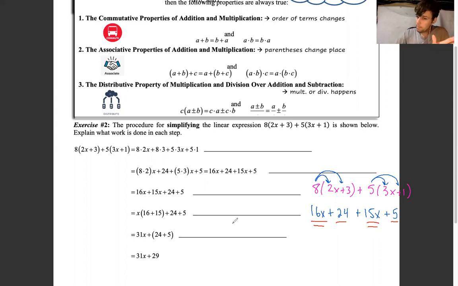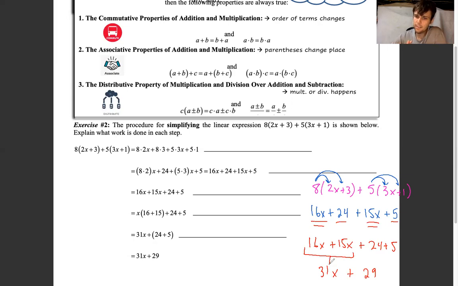And they took an extra step here, right? They reordered things. They said 16x plus 15x plus 24 plus 5, right? They reordered terms, so they put the ones that were alike next to each other. We can skip that. We don't necessarily have to do that. But anyway, let's go ahead and add these together. We get 31x plus 29.